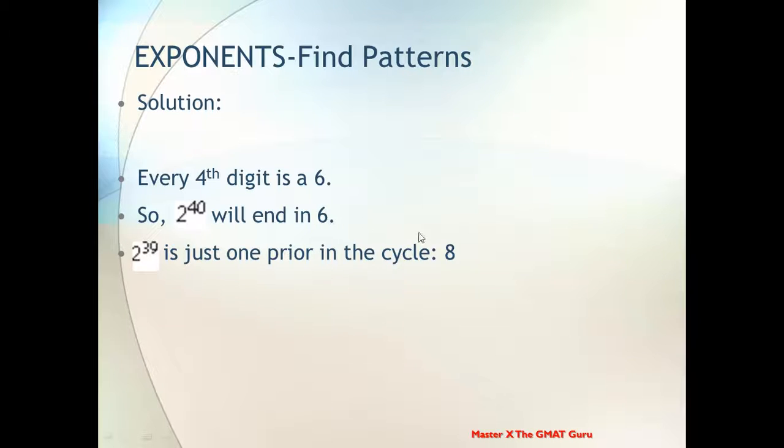So before 6 is what? 8. Remember the pattern was 2, 4, 8, 6. So 2 to the power of 39 is just one prior in the cycle. So it should end in 8. Right? So the answer choice is D. And that's all. You found it.